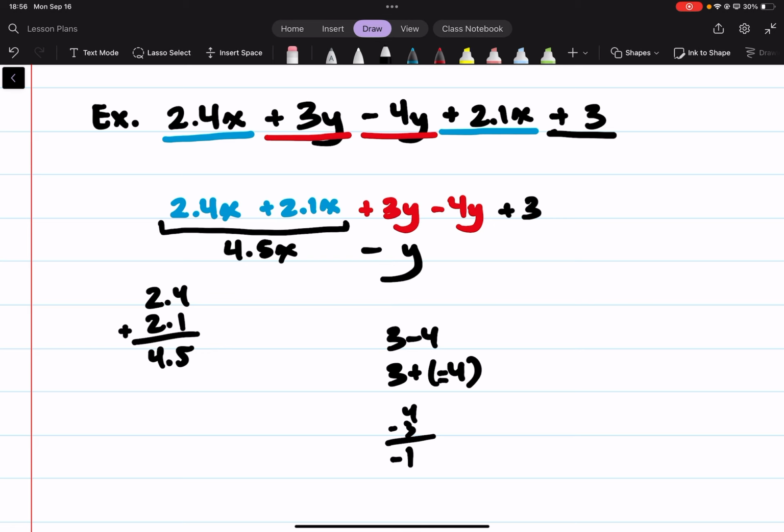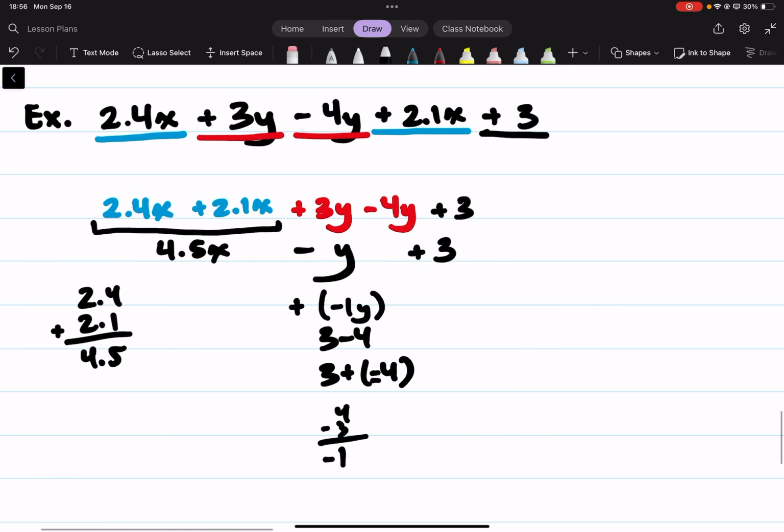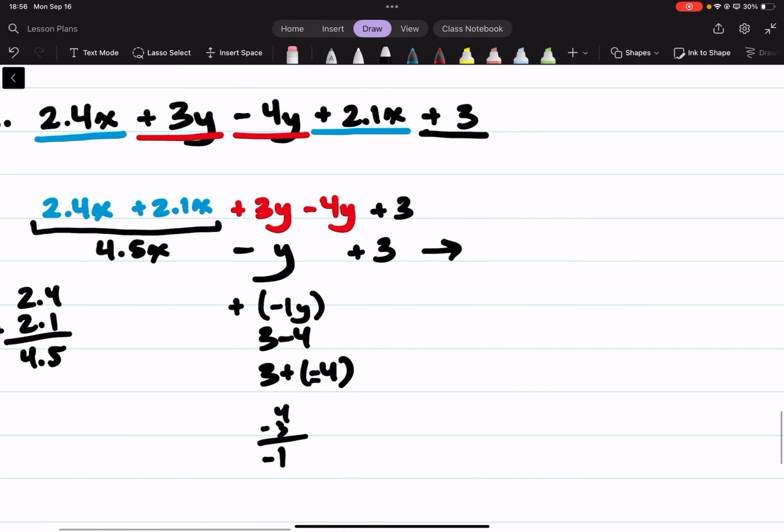All right, now another way to write it is you could say add, like we did, and then plus negative 1y. That would actually not be wrong at all. You would be totally fine writing that. But if you want to add a little bit of sophistication to it, then you would just turn it into negative y or minus y. And therefore, you are left with 4.5x minus y plus 3. And that is your answer.